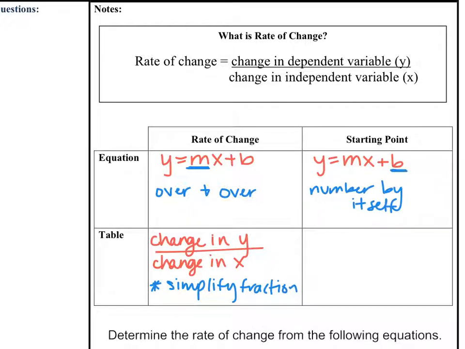For the starting point on a table, it's going to be where the x is equal to 0. So whenever you see x equals 0 on the table, that will be your starting point, and it's written as a point, 0, comma, whatever number goes with it. Same thing goes with an equation. We could plug in 0 for x, and we would get the same type of thing happening, but it's easiest to just look at the equation and see the number that's by itself as your y-intercept.